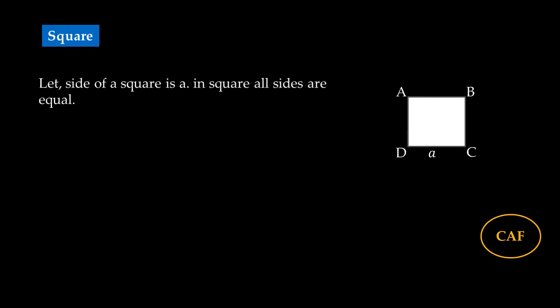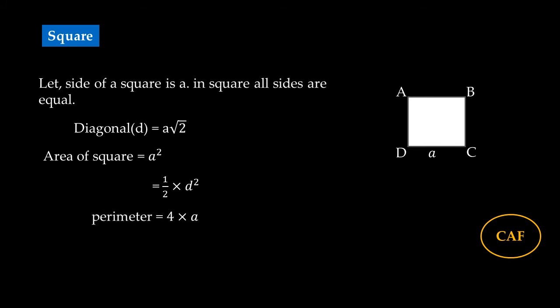Next one is square. If you see this one, all sides are equal. Whatever side I am assuming as A, therefore diagonal is equal to A into root 2, and area of square is equal to A square, which in terms of diagonal is half into D square, and perimeter is equal to 4 into A.